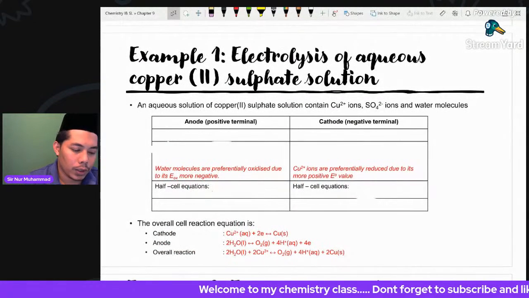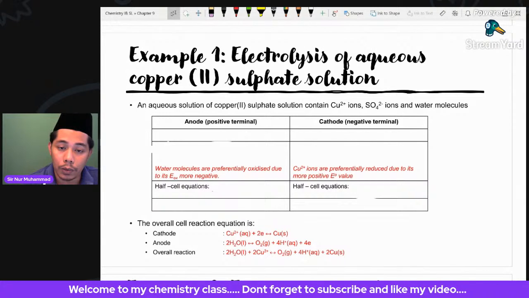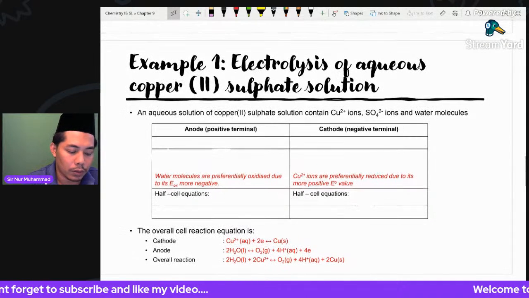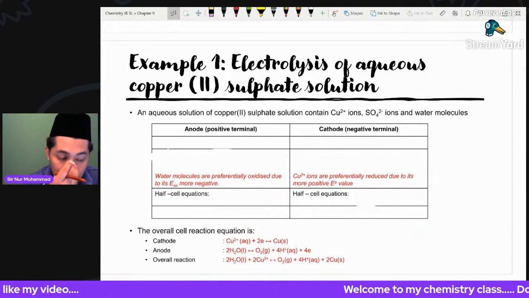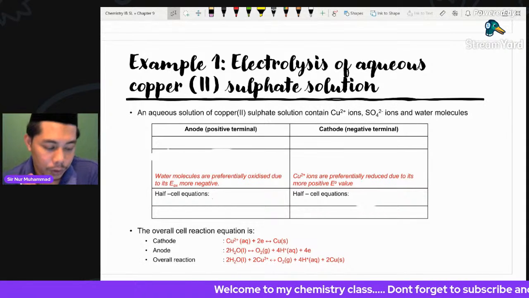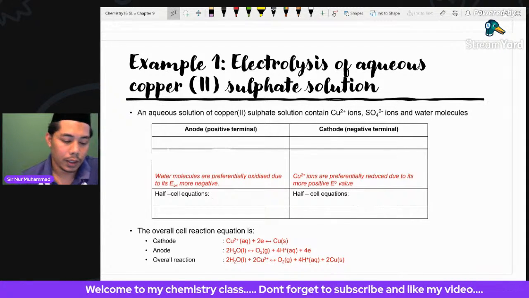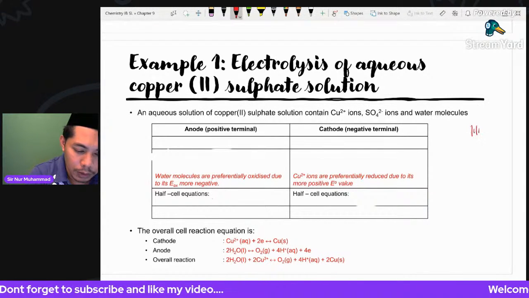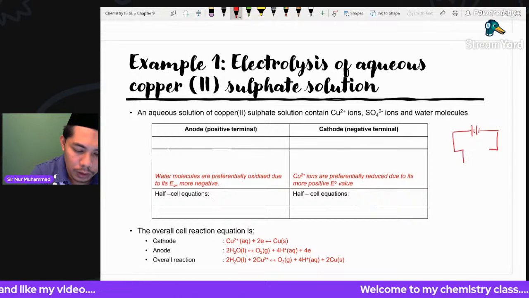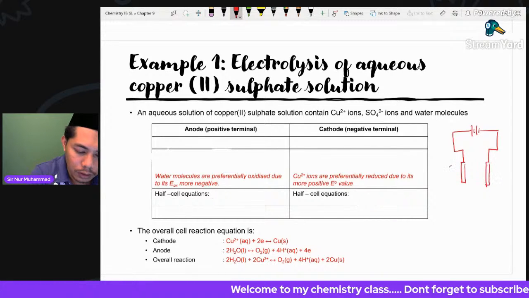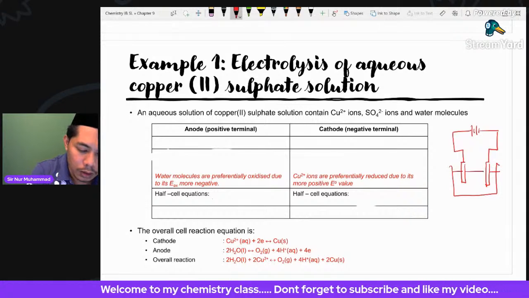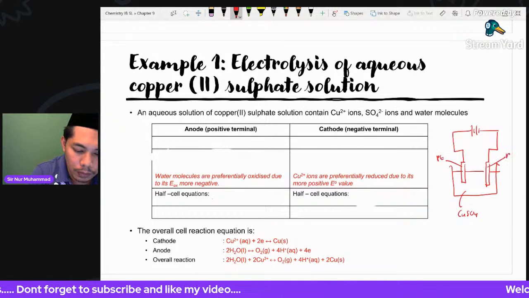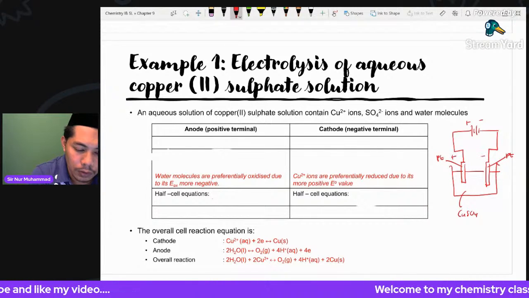Okay, next, how to solve a problem, how to predict the product produced in electrolysis of aqueous solution. So this is example number 1. Electrolysis of copper sulfate. The first step is you must identify which one is the positive and negative terminal. Let's say this is battery and this is our wire. This is electrode. In this electrode we use copper sulfate, and this is platinum. Positive, negative, positive, negative. Okay, that's all.